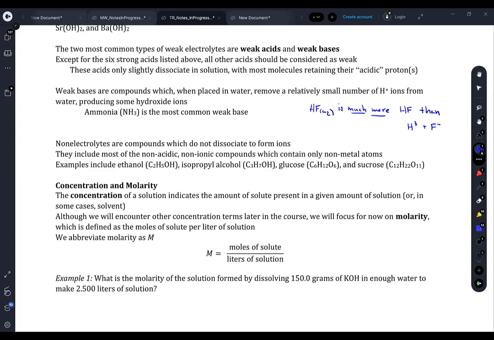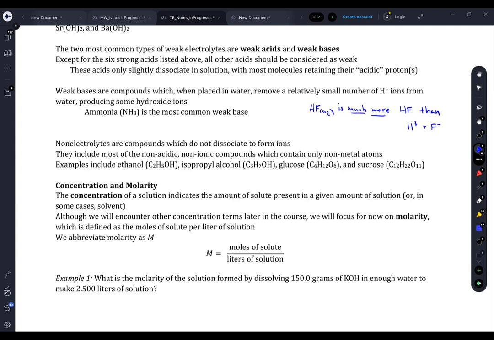The non-electrolytes, as I said, are non-ionic compounds that do dissolve, or ionic compounds that do not dissolve. Essentially, it's anything that doesn't make ions in water. So if we look at some examples, ethanol, isopropyl alcohol, rubbing alcohol, glucose, and sucrose, what do we notice is common about all of these? Carbon, hydrogen, and oxygen, and they're all going to be held together by covalent bonds, okay?